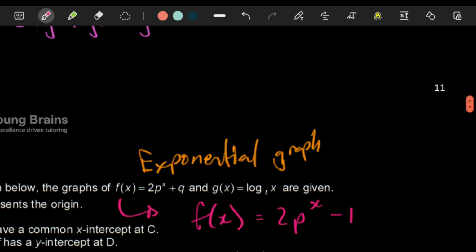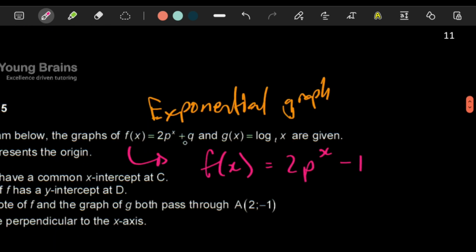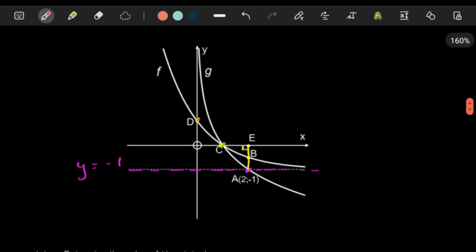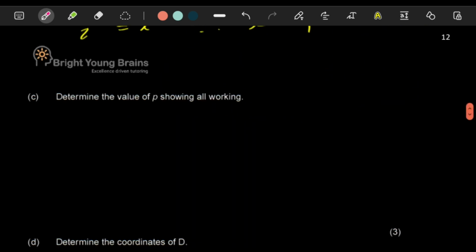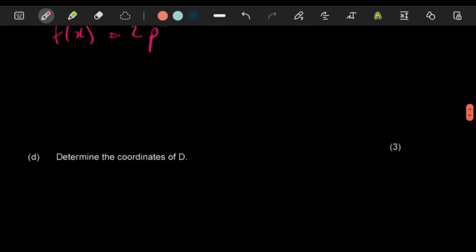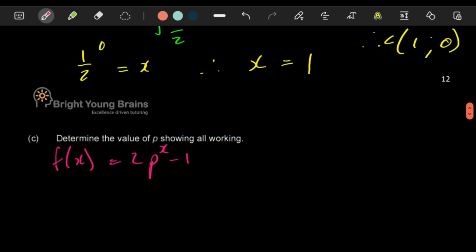Because remember the standard formula for an exponential graph. This value on the far right will always be our asymptote. So to get a value of p, we need a point that the graph of f passes through, and f passes through C. You see? So the graph of f, we said f of x is equal to 2 with p to the power of x, and then minus what? Minus 1, right? So this is like minus 1.